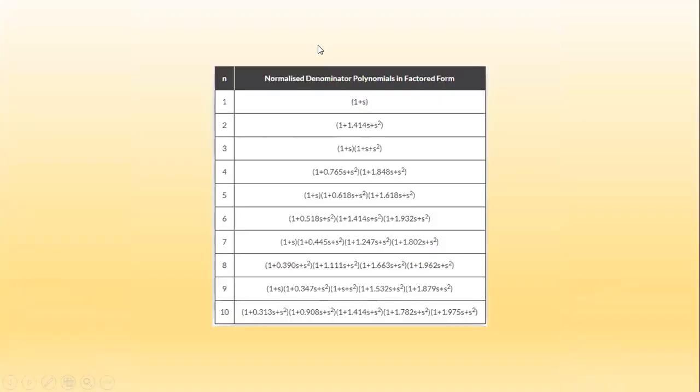So this is one part of the discussion. This is the second part of the discussion. I hope the screen is visible to all. See, this is the system function for n is equal to 1. When n is equal to 1, k is equal to 0.